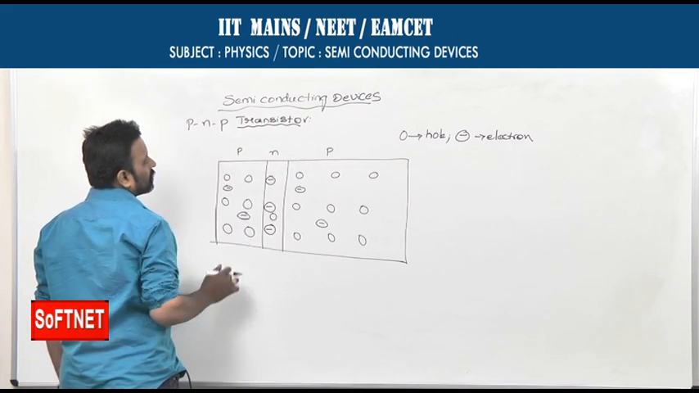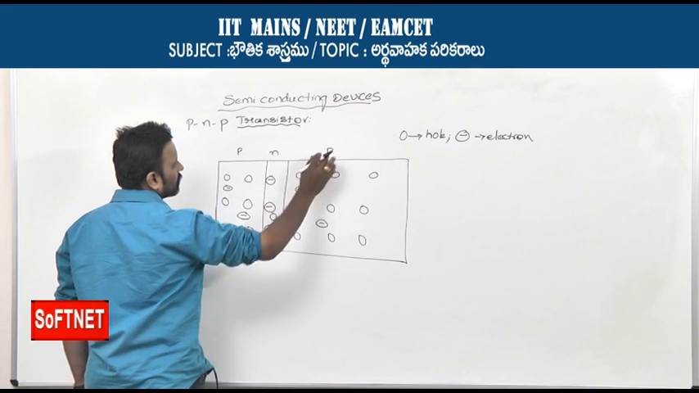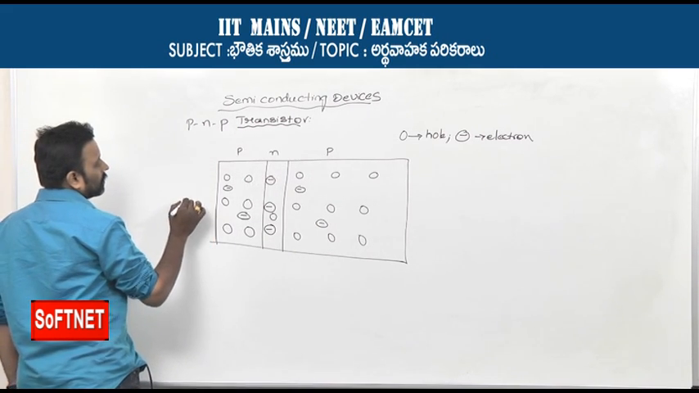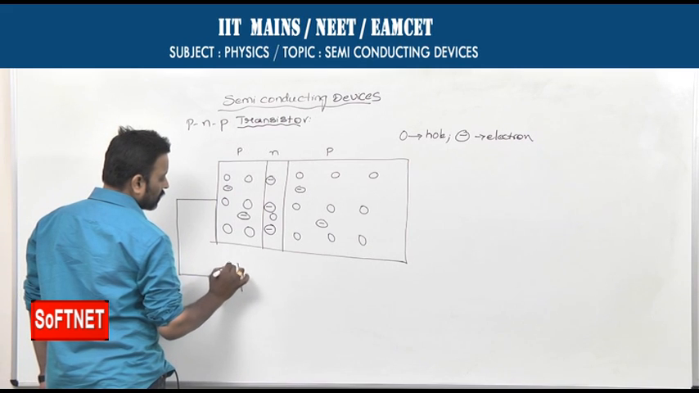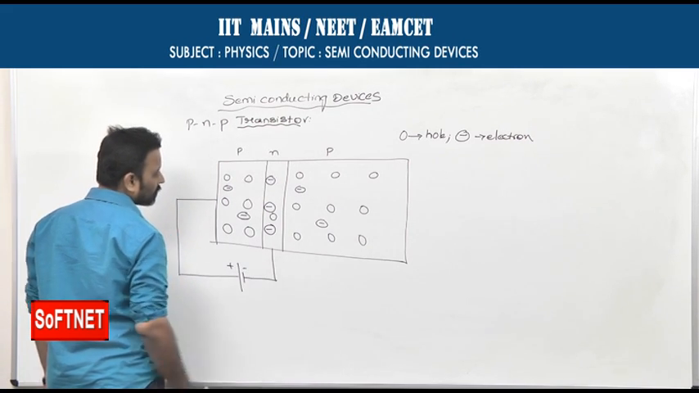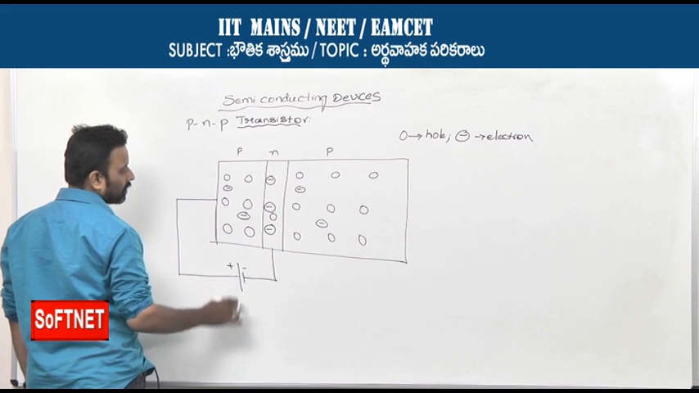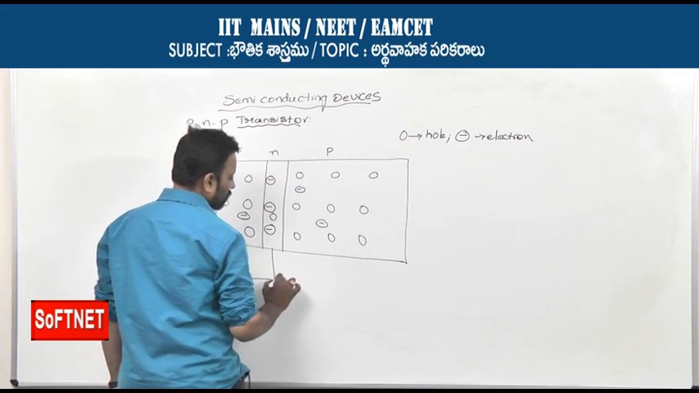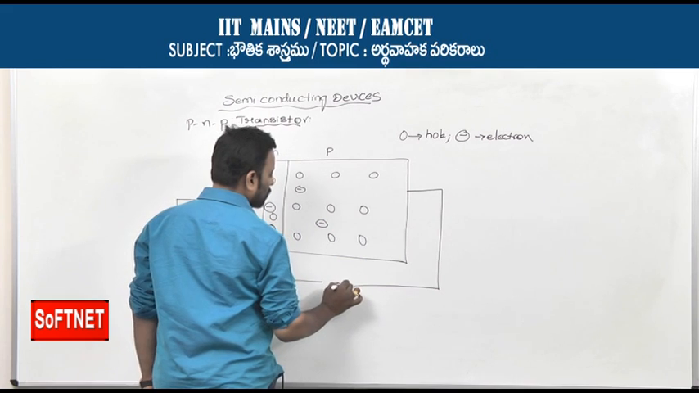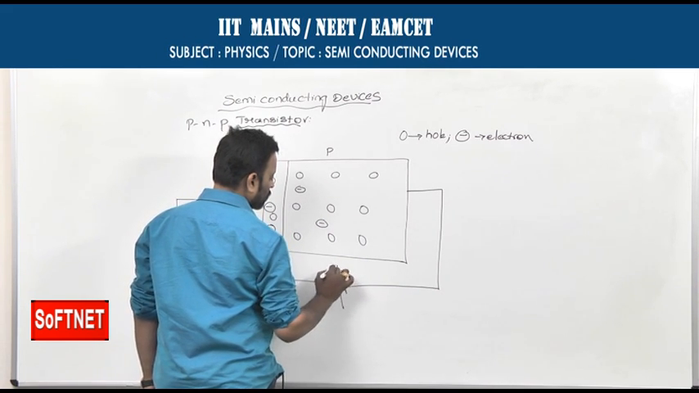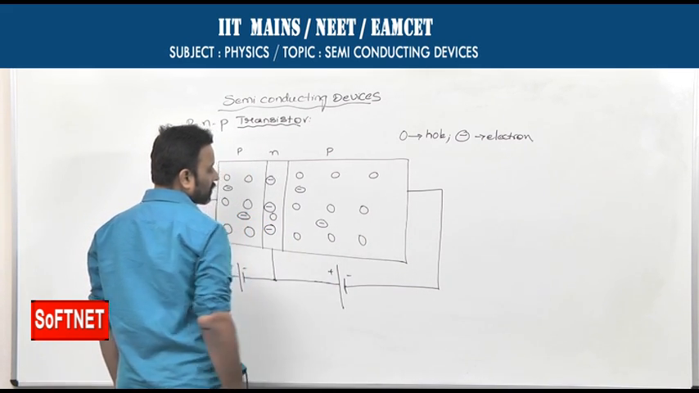So in the case of a PNP transistor, the emitter is made of P type, base is N type, and the collector is P type. In this transistor, the emitter junction is forward biased by connecting the P side of the semiconductor to the positive terminal and the N side to the negative terminal, while the collector junction is reverse biased by connecting the P side to the negative terminal and the N side to the positive terminal.